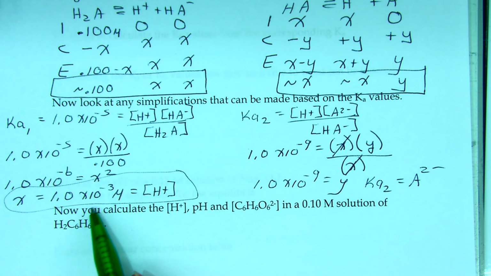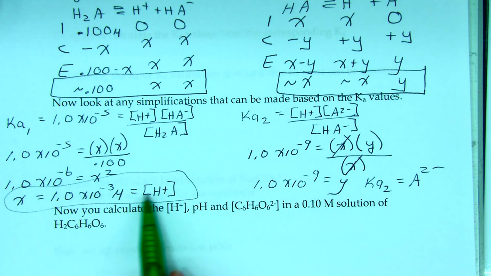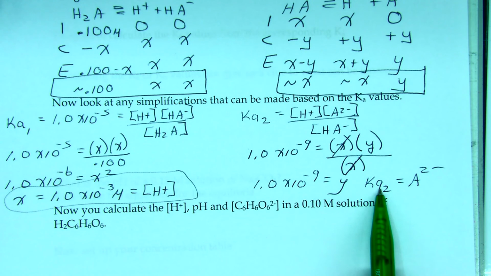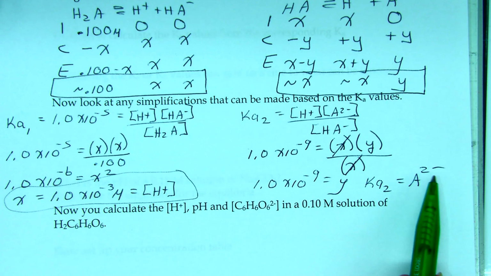So we find the proton concentration from the first ionization. The only thing we're using the second ionization for most times is to figure out the A2 minus. So let's have you do this last one, and just go ahead and do this individually at your seats.